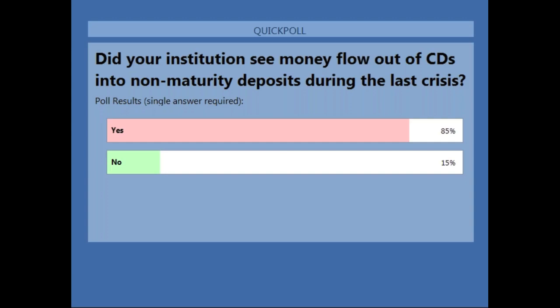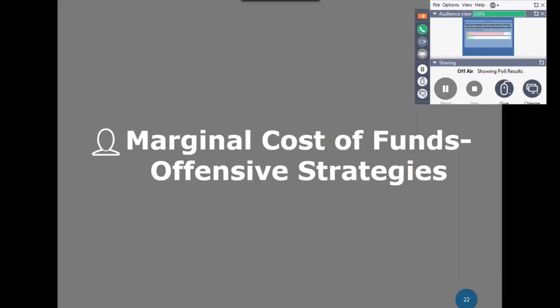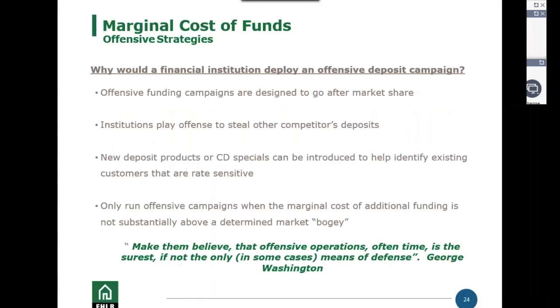So we're going to talk about now on slide 24, offensive strategies, and why would a financial institution deploy an offensive deposit campaign? They are designed to go after market share, quite simple. You need funding, you want to go after funding, you're making a splash into a new market, you want to grab market share, you're going to go on the offensive when you're pricing your deposits.